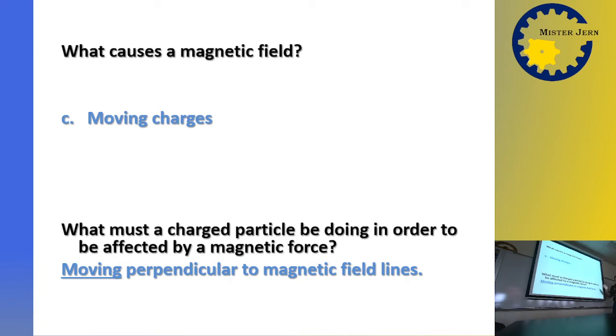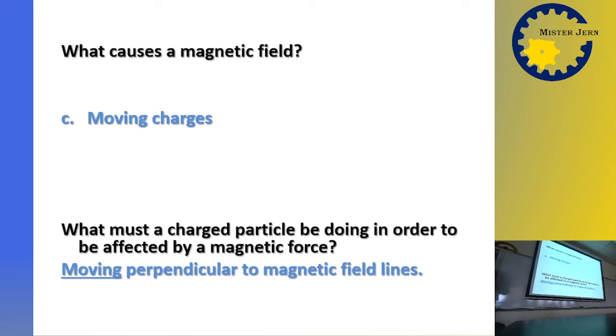That's why we get the left-hand rule where everything is perpendicular. Magnetic field, one direction. Current, perpendicular to that. Motion or force is perpendicular to that. Okay? That's the idea there. Everything is perpendicular. All right. It has to be moving. If it's not moving, it doesn't work.